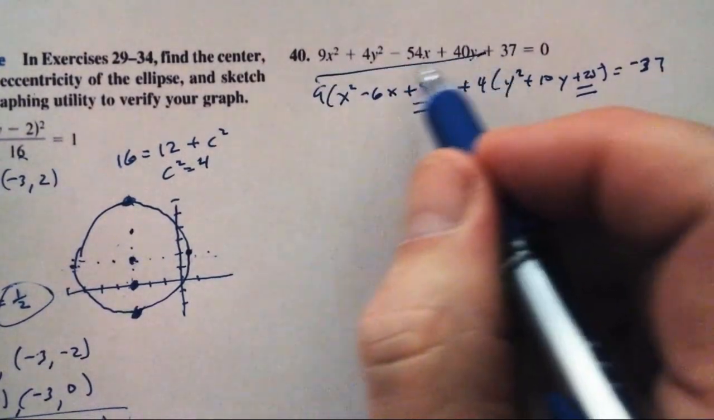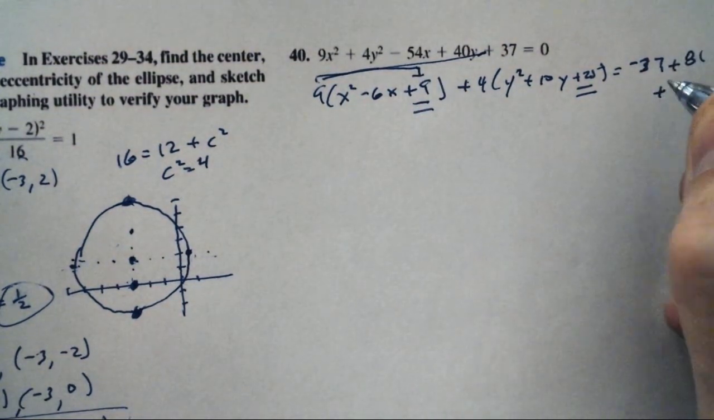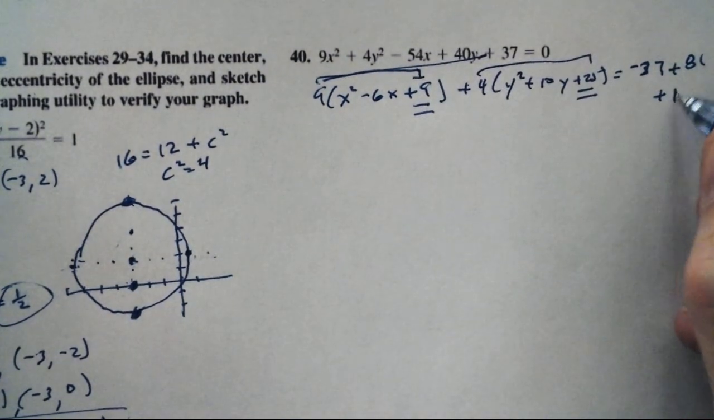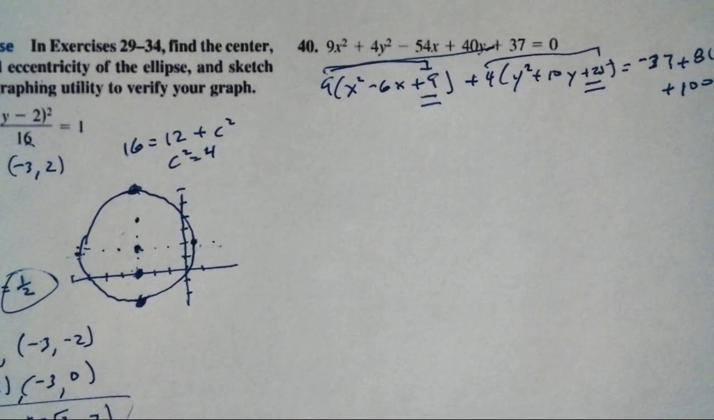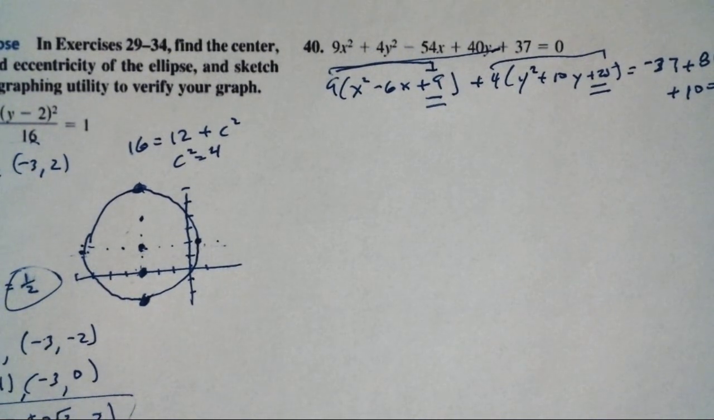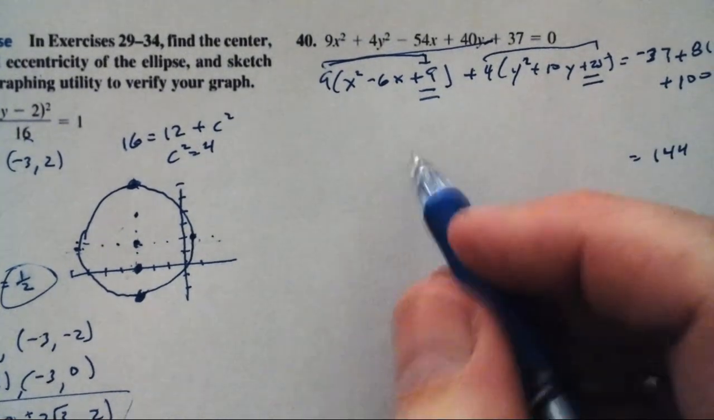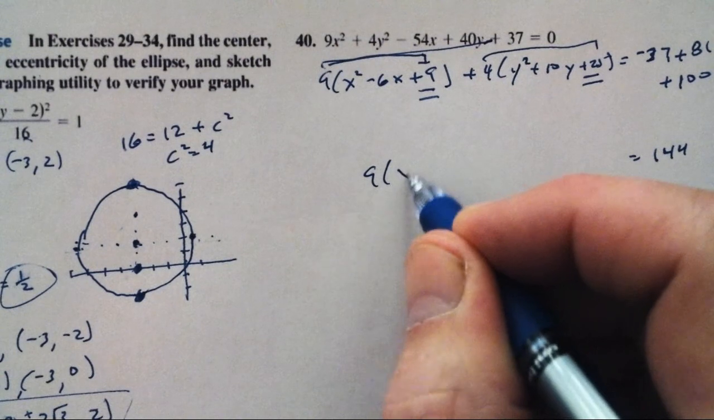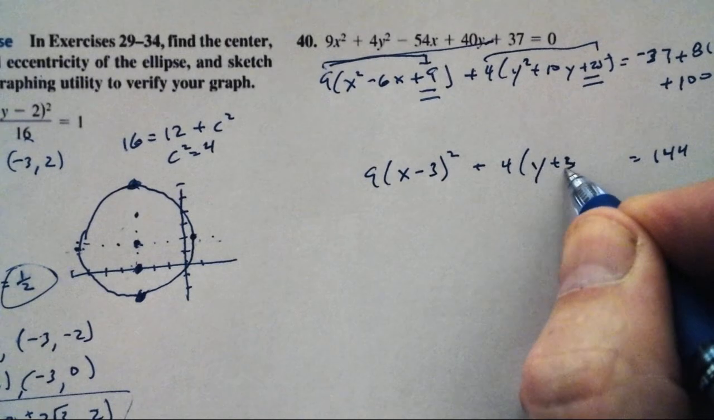What did I really just do? I really just added 81, and then I added 100. So let's see. I think we got a pretty good value here. I've got negative 37 plus 81 plus 100 is 144. I was hoping so. 144, and I get 9 times x minus 3 squared plus 4 times y plus 5 squared equals 144.